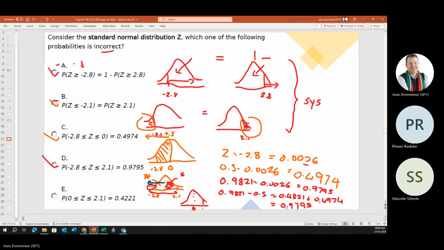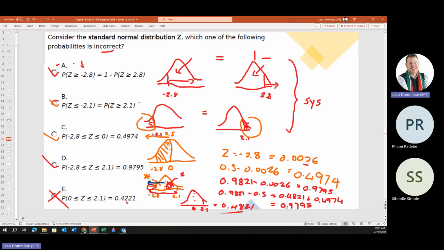0 and 2.1? And we actually have worked it out as 0.4821. There's 4221, so that is the wrong one because it should be 0.4821. Okay, so this one is nearly worst case.